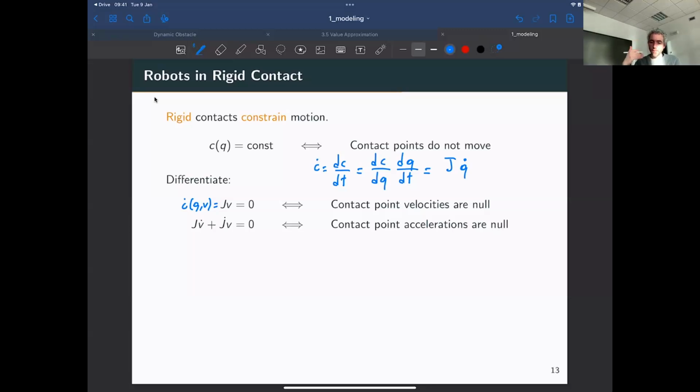So this differentiated constraint represents the fact that the contact point velocities are null. And if we take the derivative another time, the derivative of a product is the first term times the derivative of the second term plus the derivative of the first term times the second term. So we get J V dot plus J dot V. And 0 remains 0.